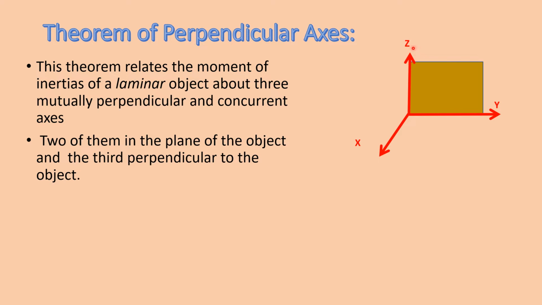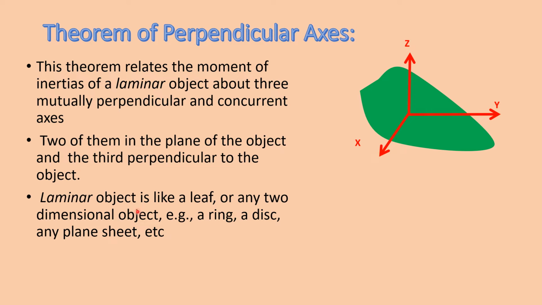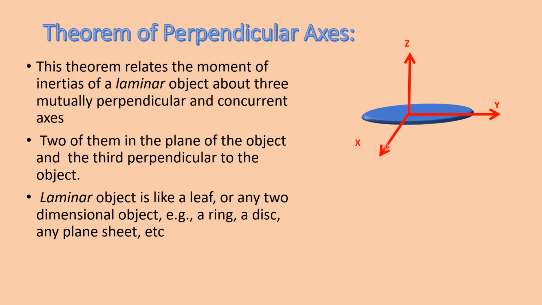Suppose we consider the zy plane, then the x-axis will be perpendicular to this plane. If we consider the xy plane, then the z-axis will be perpendicular to this plane. If we consider zx as a plane, then the y-axis will be perpendicular to it. A laminar object is like a leaf or any two-dimensional object like a ring, a disc or any plane sheet, etc.